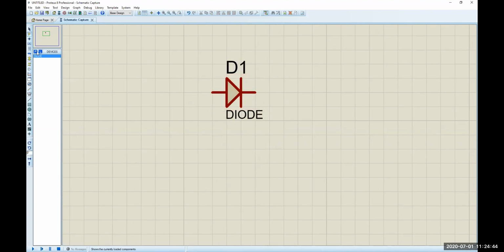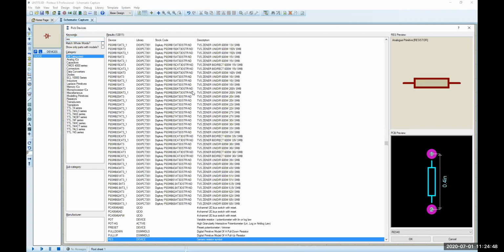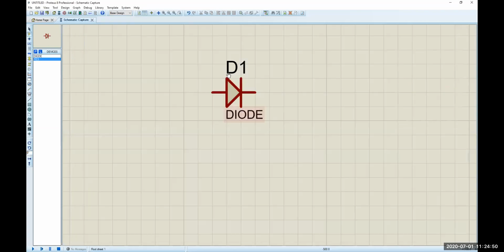Yeah. Okay. Now I need a resistor, RES. Resistor, RES. By the way, this is a silicon diode. Remember, this is a silicon diode, not ideal, silicon. I need a resistor. Now, this is a resistor.